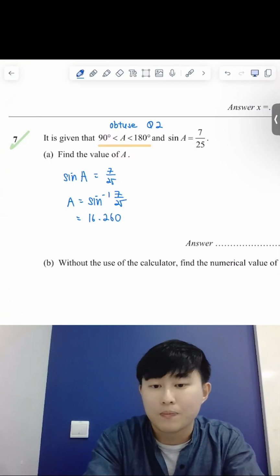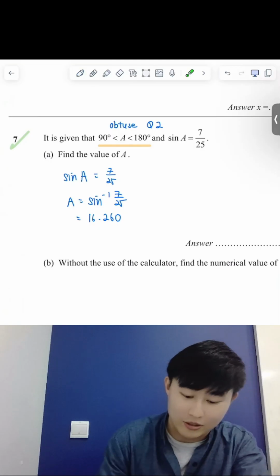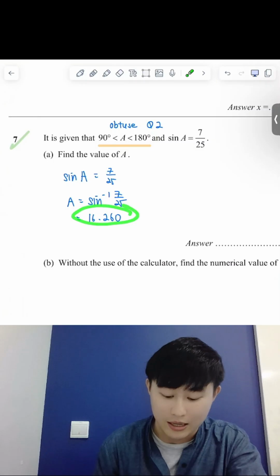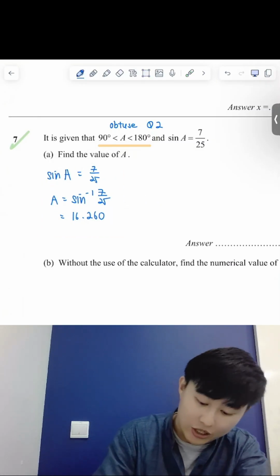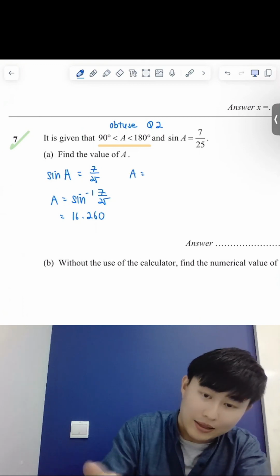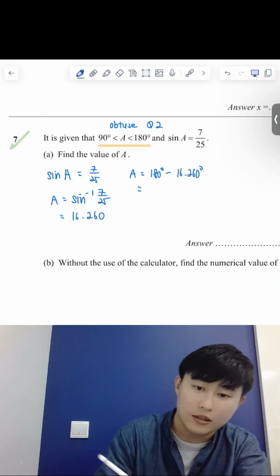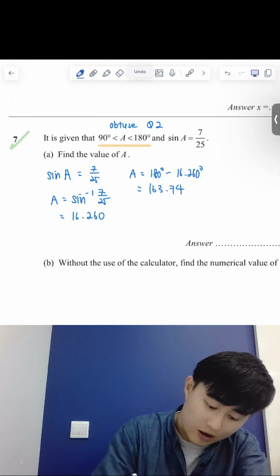16.260. But they say A is obtuse, so this value is obviously not obtuse. It is an acute angle. So what I'm going to do is take the other value, which is 180 minus this. That will give me 163.74, which I'm going to round off to 163.7.